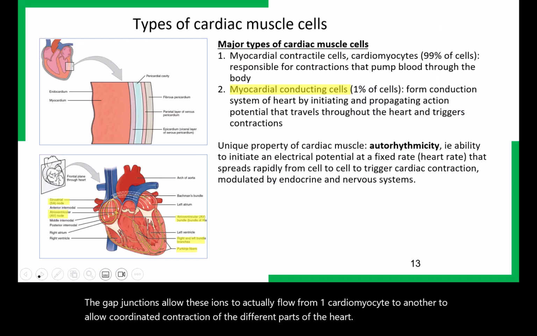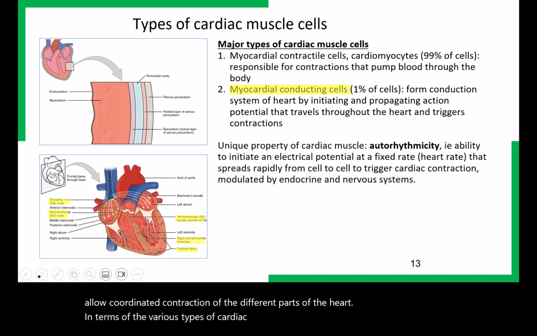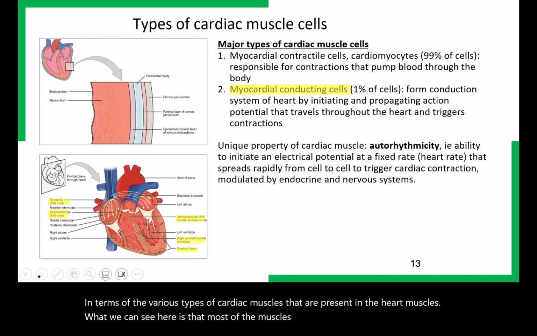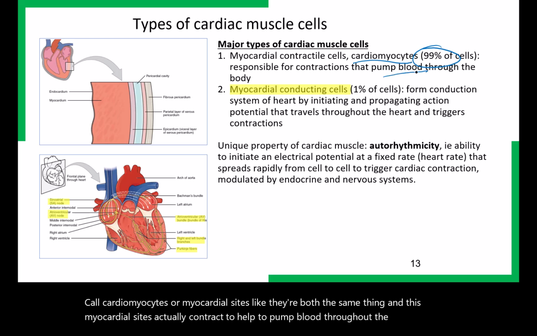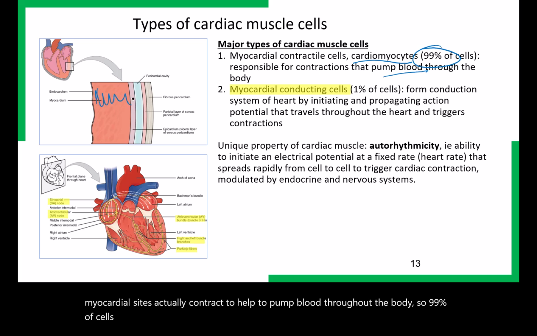In terms of the various types of cardiac muscles that are present in the heart, what we can see here is that most of the muscle in the heart is made of cardiomyocytes or myocardiocytes. They're both the same thing. And these myocardiocytes contract to help pump blood throughout the body. So 99% of cells in the myocardium are cardiomyocytes. The other 1% are myocardial conducting cells.